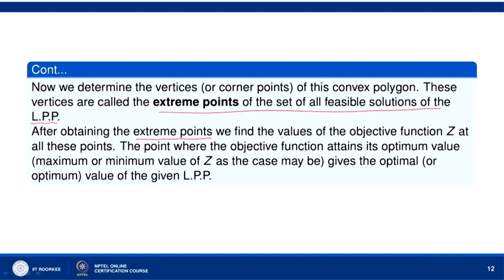After obtaining the extreme points, once we have located the corner points of the convex polygon, we will find the value of the objective function at all these extreme points. The point where the objective function attains its optimum value, that is maximum value or minimum value of z, gives the optimal value of the given programming problem. So, we will determine the value of z at all the corner points, then whichever value is minimum will give us the optimum, that is minimum value of the given programming problem, or the corner point which gives us the maximum value of z will give us the optimum, that is maximum value of the given programming problem.